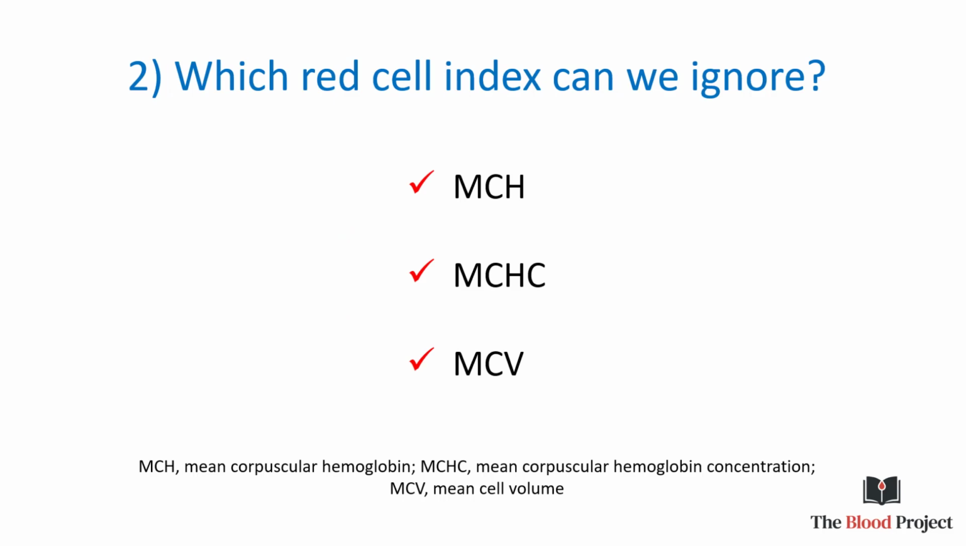Second, of the various red cell indices shown here, which is least useful in daily practice? The MCH, that is the mean corpuscular hemoglobin, the MCHC, the mean corpuscular hemoglobin concentration, or the MCV, the mean cell volume. Which of these can we generally ignore? Now, if you're not familiar with one or more of these parameters, don't worry, we'll cover them all in short order.